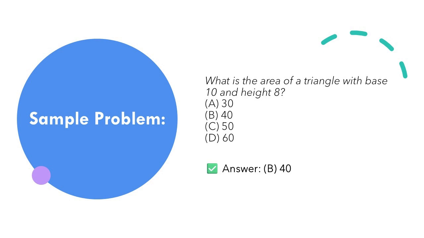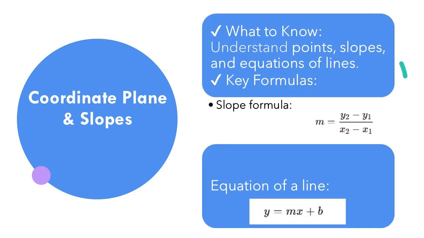Quick tip. If a question doesn't mention height, but gives you two sides of a triangle, be careful. The base and height must be perpendicular to each other for the formula to work. Coordinate plane and slopes. Now let's shift to graphing and slopes. The ACT loves to test your ability to find the slope between 2 points or recognize equations of lines.